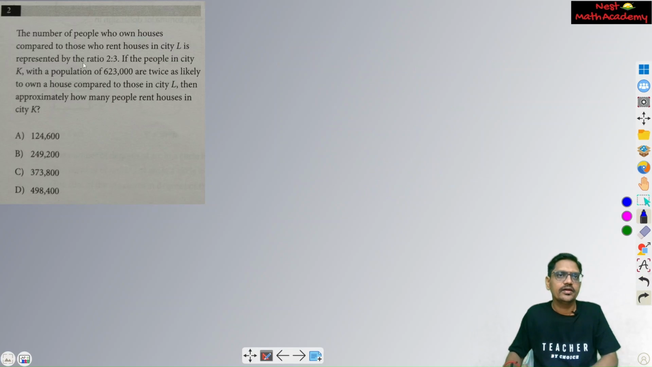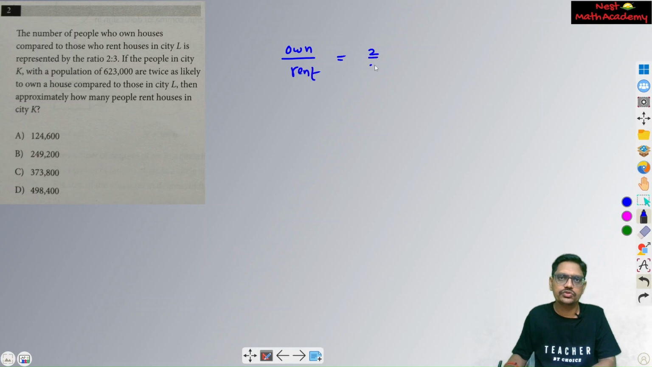Question number 2. The number of people who own houses compared to those who rent houses in city L is represented by the ratio 2:3. Own house to rented house ratio is 2:3. This is about city L. Now there is a new city K, with a total population of 623 thousand.